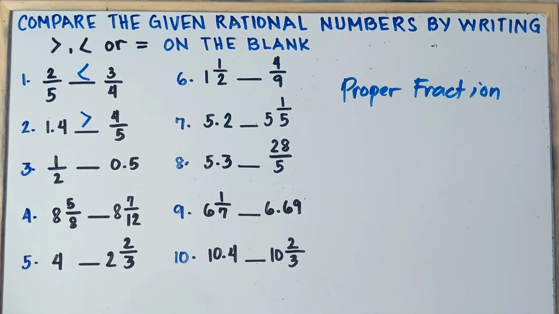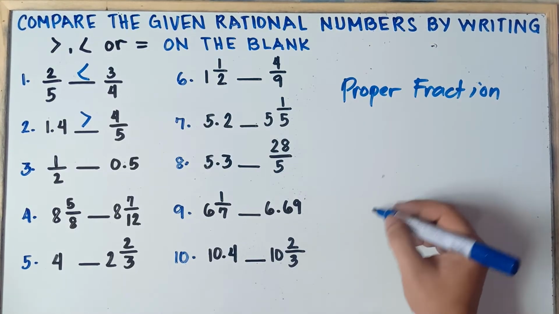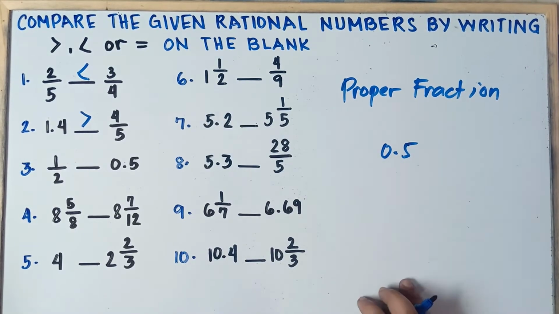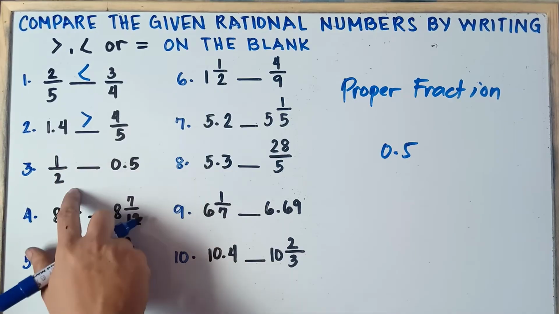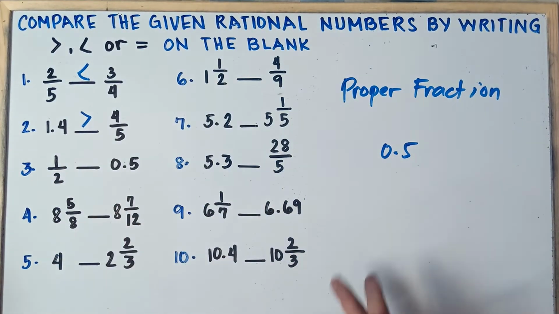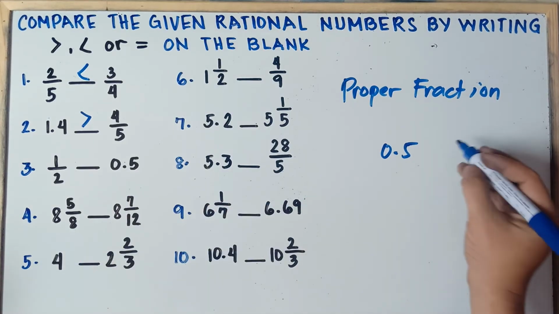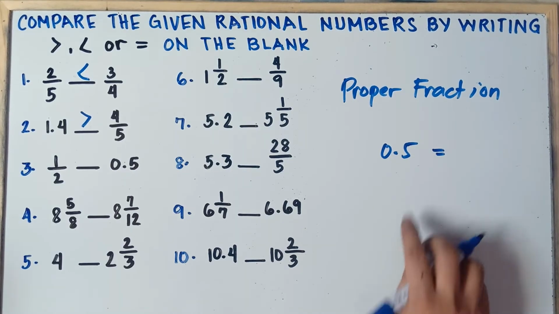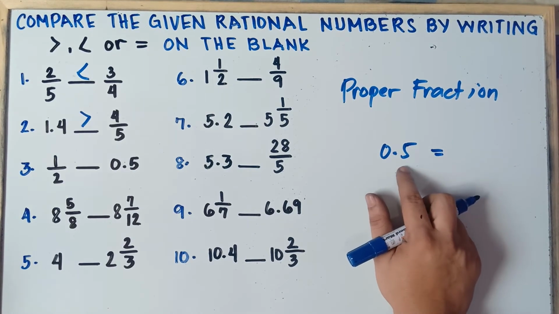Alright, so number 3, 1/2 and 0.5. So 0.5, let's convert that one into fraction. We can convert 1/2 into decimal for you to compare the decimals, or we can convert this decimal into fraction. So which do you prefer, class? You can have the two solutions, class. So 0.5, let's convert this one into fraction, because we can convert this one easily into fraction.